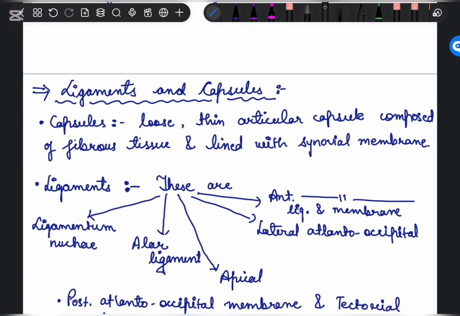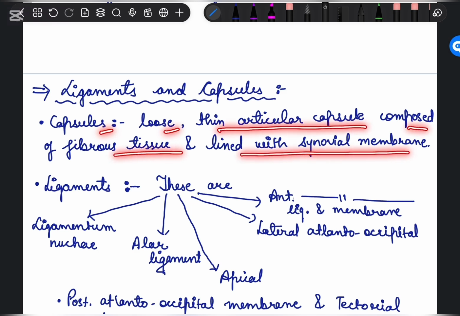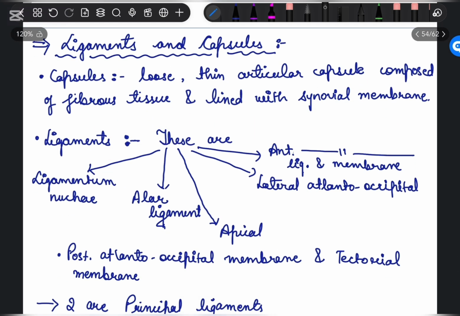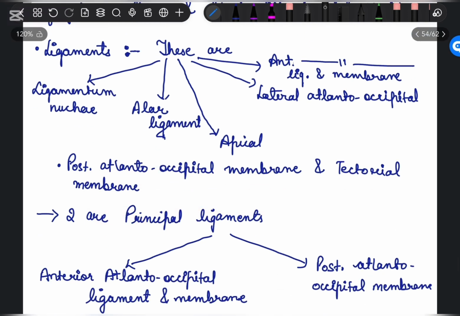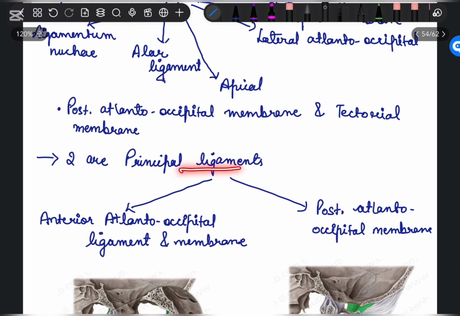Ligaments and capsules. The capsule is loose, thin, articular, composed of fibrous tissue and lined with the synovial membrane. The ligaments: there are the ligamentum nuchae, alar ligament, apical ligament, lateral atlanto-occipital ligament, and anterior atlanto-occipital ligament and membrane. There are two membranes also, the posterior atlanto-occipital membrane and the tectorial membrane. Of all these ligaments and membranes, there are two principal ones: the anterior atlanto-occipital ligament and its membrane, and the second is the posterior atlanto-occipital membrane.